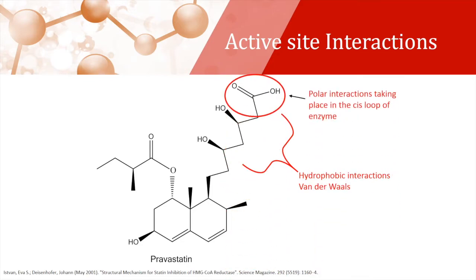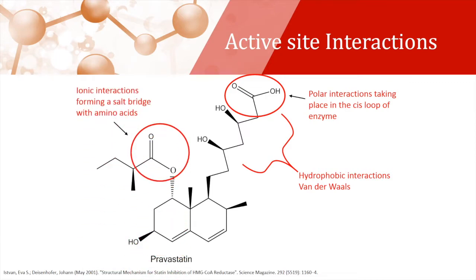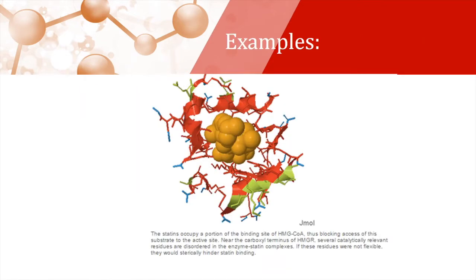There are also going to be polar interactions taking place in the cis loop of the enzyme with amino acids such as serine and lysine, and also ionic interactions forming a salt bridge with the amino acids. There is also going to be hydrogen bonding with the hydroxyl groups on this molecule and pi-pi stacking. Example of a statin blocking the active site of the HMG-CoA reductase.